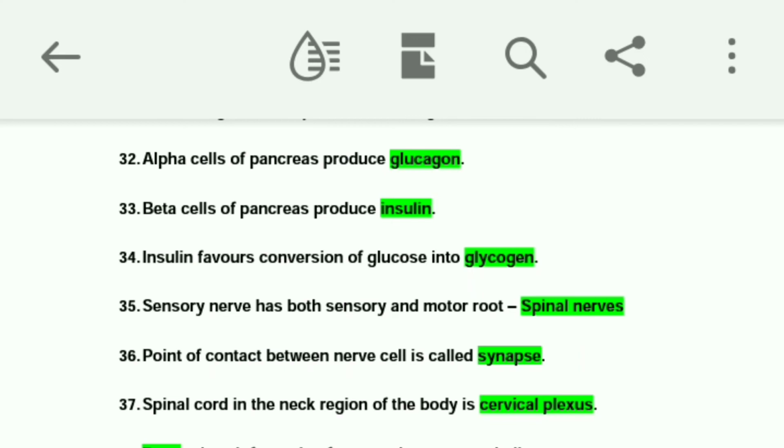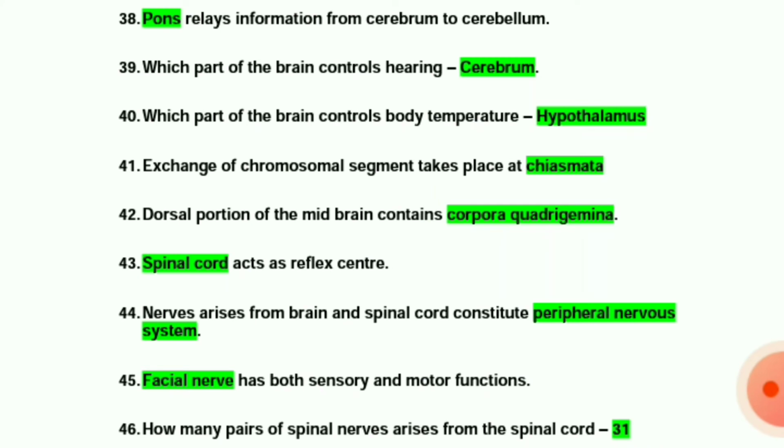அடுத்து sensory nerve that both sensory and motor root. Spinal nerves. Point of contact between nerve cell is called synapse. Spinal cord in the neck region of the body is cervical plexus. Dash relays information from cerebrum to cerebellum. Pons. Which part of the brain controls hearing? Cerebrum. Which part of the brain controls body temperature? Hypothalamus. Exchange of chromosomal segment takes place at chiasma.